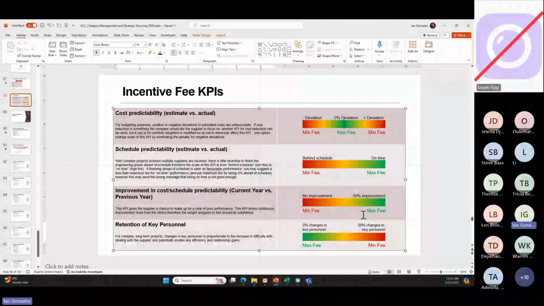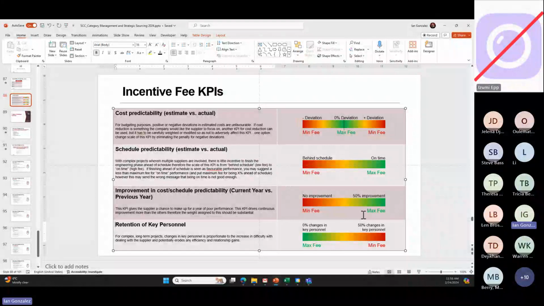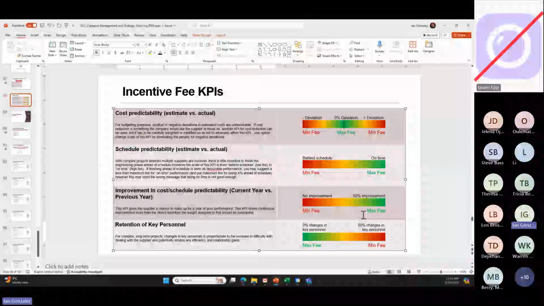I remember when I did this on a large EPC contract back in my Suncor days. I was recognized by senior management because I was the first one to create this kind of contract. It wasn't even my idea. Actually, it was a friend of mine who came from the EPC world. He wasn't an employee of Suncor, but he told me that, hey, Ian, you want to know how one of our best contracts look like? He taught me this incentive KPI thing, and I said, wow, I want to try that.